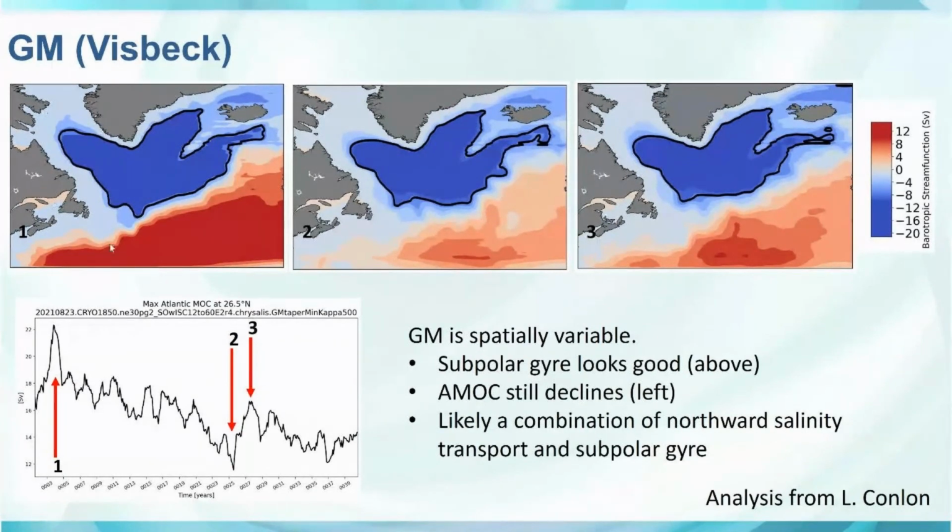You can get a little sense of that from the top figures, and more in the red here. You can see some sense of at least the transport itself, not the salinity transport. So we don't have, at the very least, a robust transport. So there's a combination of northward salinity transport and subpolar gyre strength.